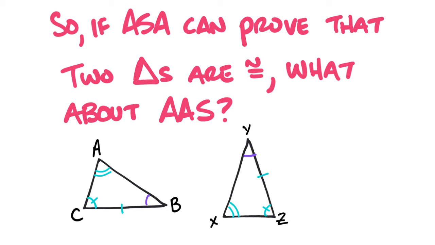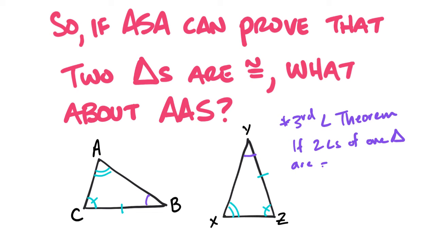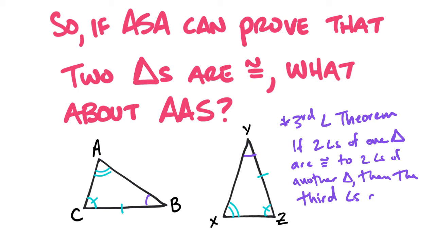That's actually called the third angle theorem. I'll write that out here to the side. That's called the third angle theorem, which says that if two angles of one triangle are congruent to two angles of another triangle, then the third angles, that's where it gets its name, are also congruent. It's called the third angle theorem.